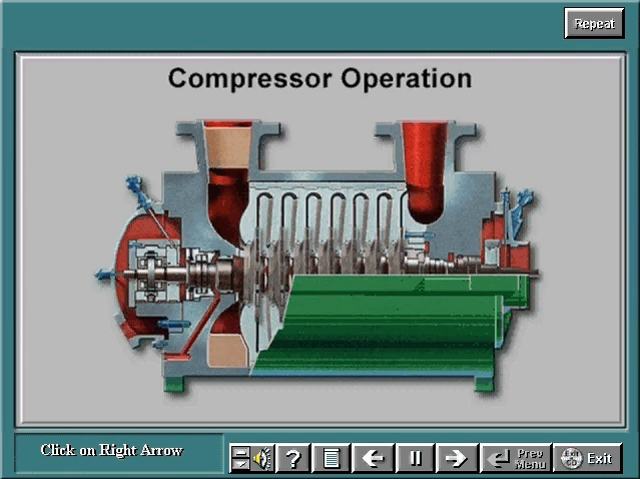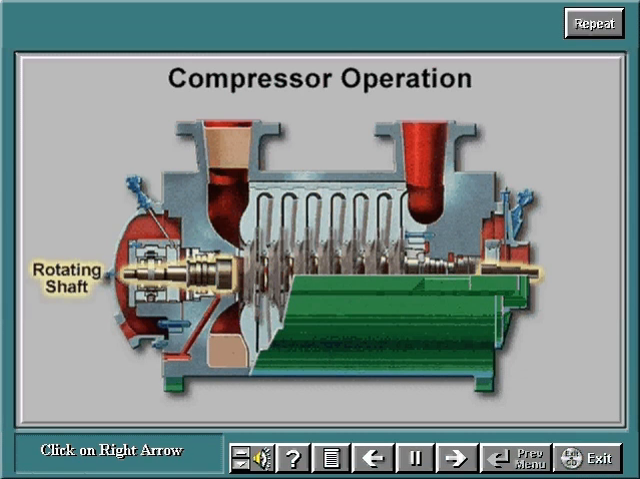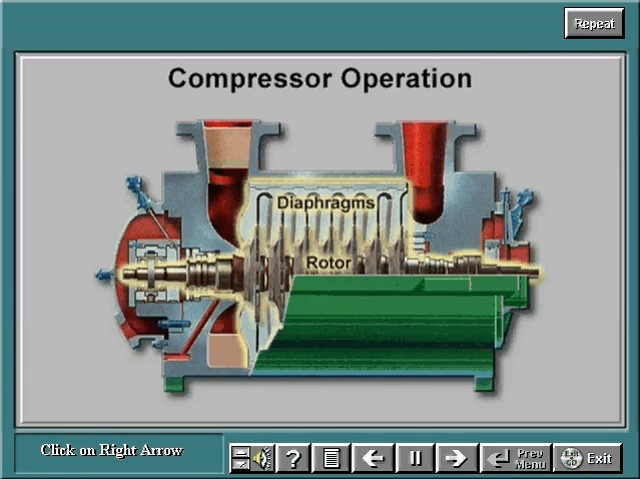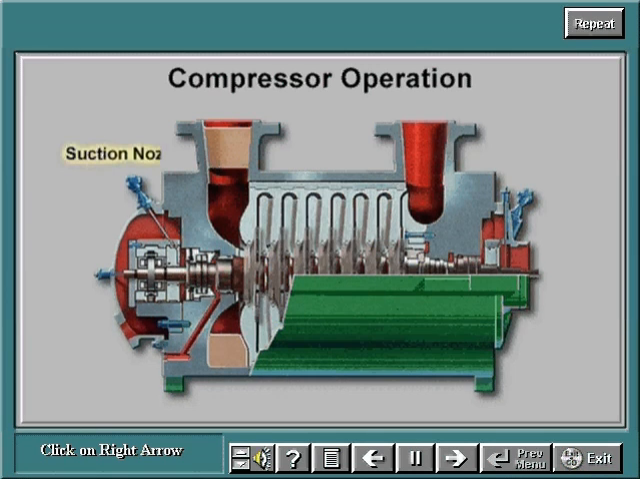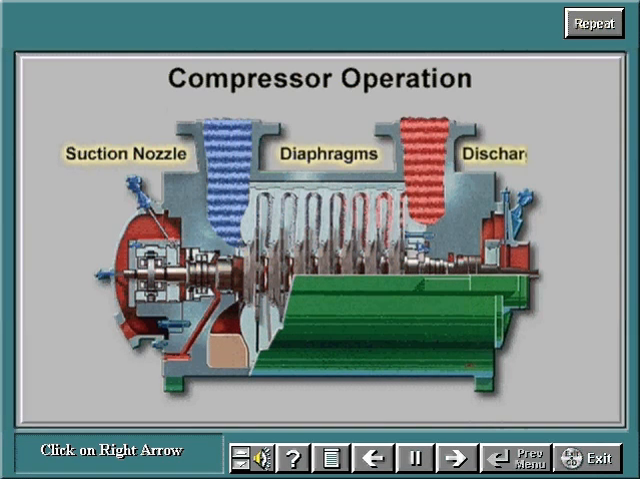In a centrifugal compressor, a continuous flow of fluid increases its pressure by means of energy given by impellers arranged on a rotating shaft. This type of machine is composed of an outer casing, which contains the diaphragms and a rotor. The rotor draws gas from the suction nozzle through the impellers across the diaphragms to the discharge nozzle located on the opposite end of the compressor.